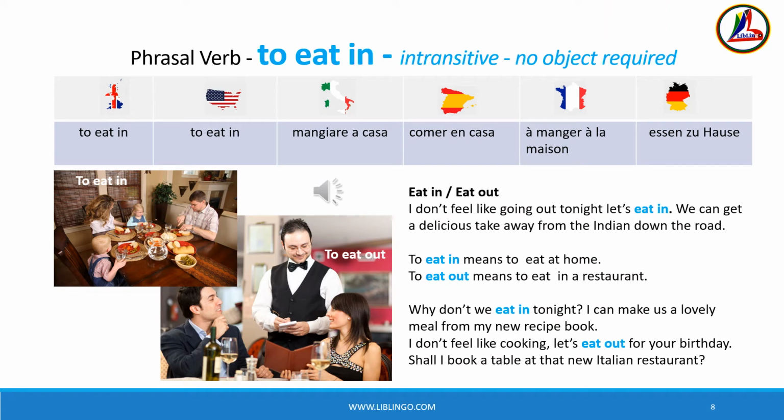The phrasal verb to eat in is intransitive and does not require an object. Eat in, or also eat out. I don't feel like going out tonight. Let's eat in. We can get a delicious takeaway from the Indian down the road. To eat in means to eat at home. To eat out means to eat in a restaurant.